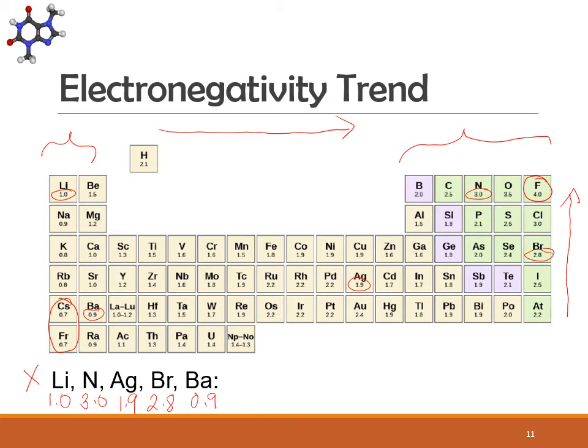So if we arrange them in increasing electronegativity, we would put barium first, lithium next, silver next, bromine, and finally nitrogen.